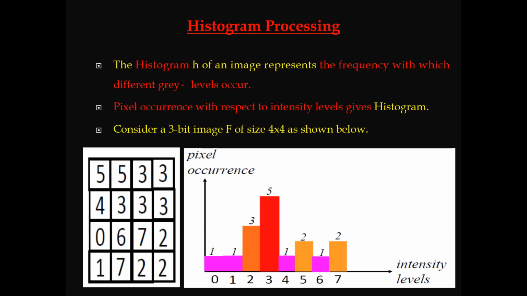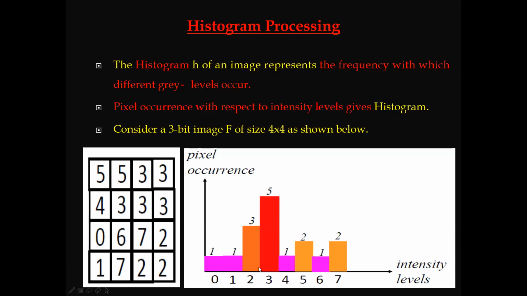All pixel values are represented in the form of a matrix, a 4x4 matrix. So 4 rows, 4 columns. The pixel values are arranged. These are the intensity values. If you see the intensity value 0, how many times does 0 occur? Only one time.